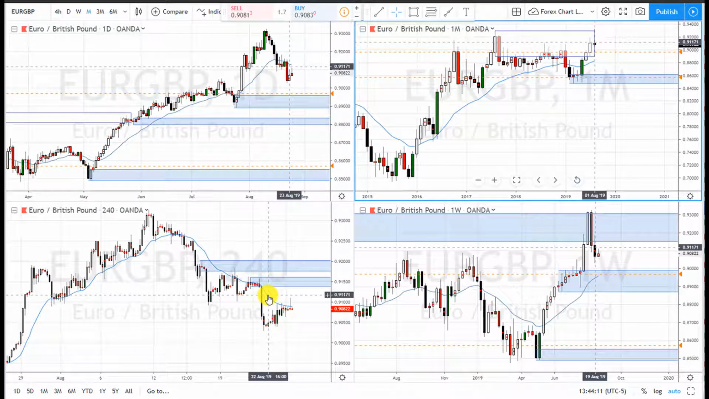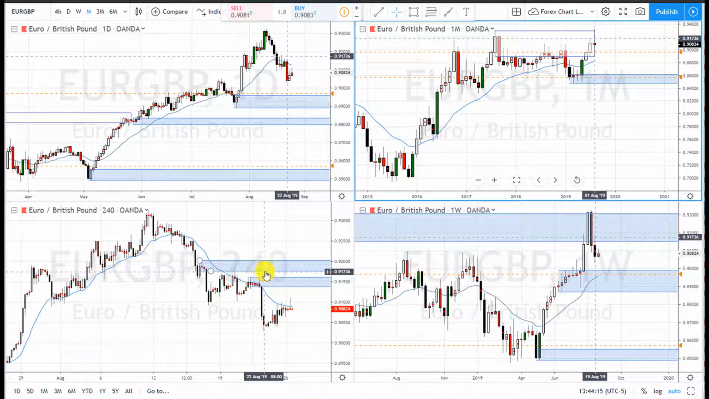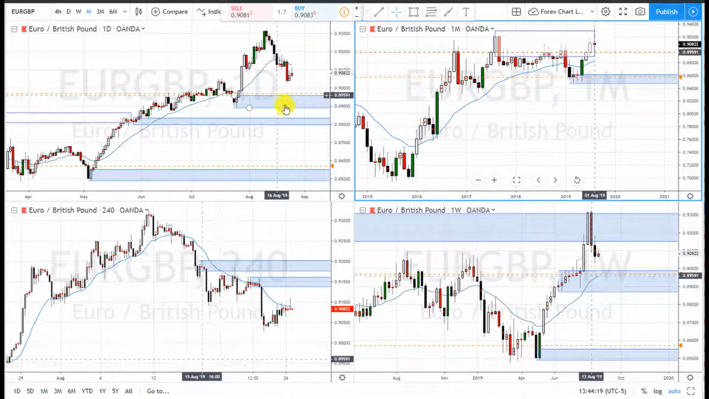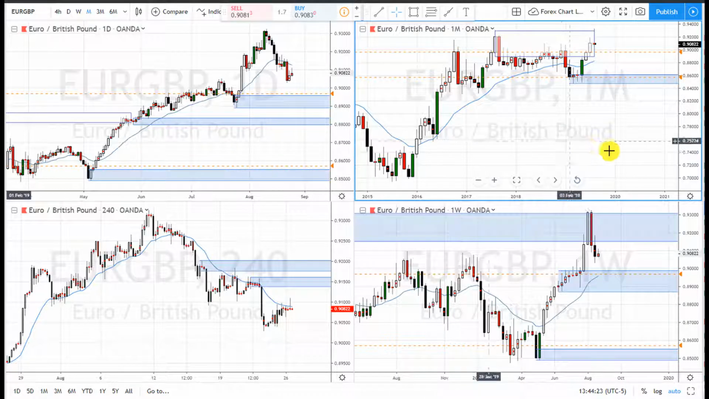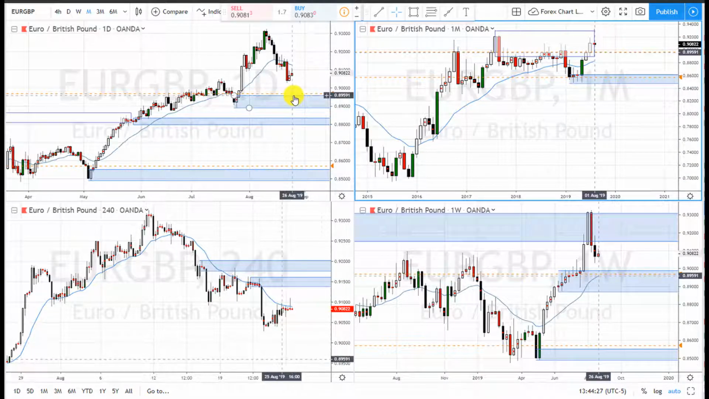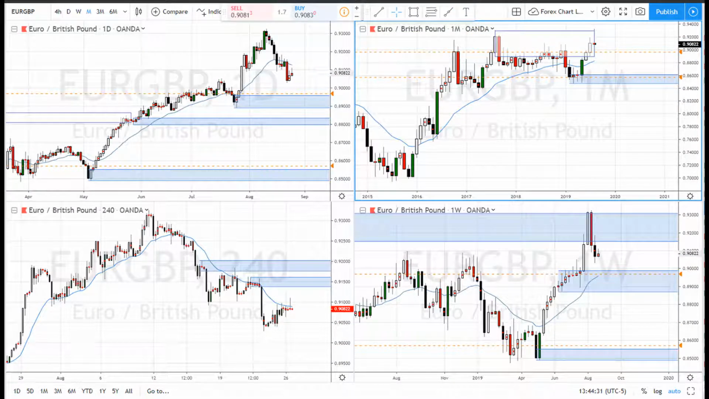So depending on your strategy and your trading plan, if you can counter trade, then you want to sell on the 4-hour all the way down to here. If you're trading with the trend, then you want to wait until down here for confirmation and then buy on its way up. Okay, and that is the analysis on Euro Pound.